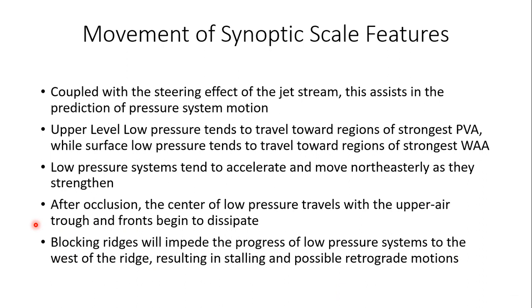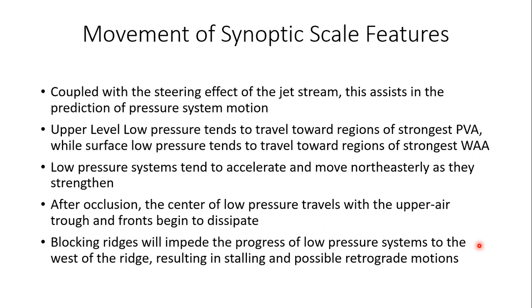Additionally, we talked about the movement of upper-level low-pressure systems. They tend to travel towards regions of strongest PVA, positive vorticity advection, while surface low-pressure systems tend to travel towards the regions of strongest warm air advection. And oh, by the way, those surface low-pressure systems also travel towards the greatest pressure falls. You would look typically at an isobaric gradient, lines of pressure change, to see where the greatest pressure falls are occurring. That is where your surface low pressure is going to travel towards.